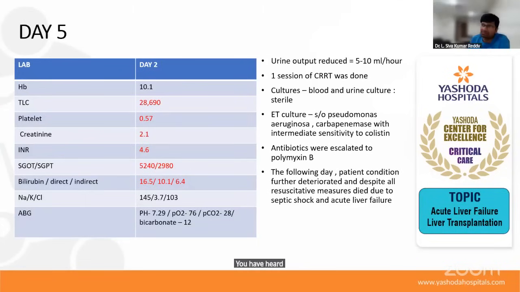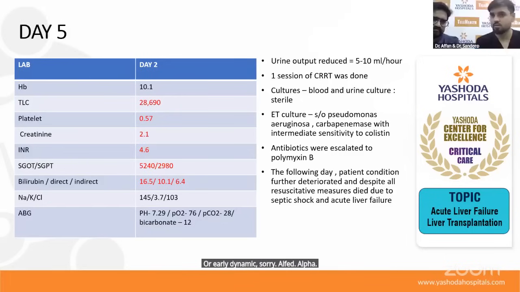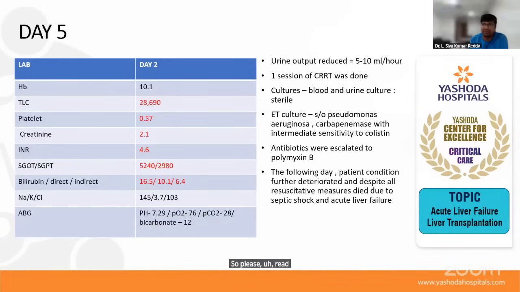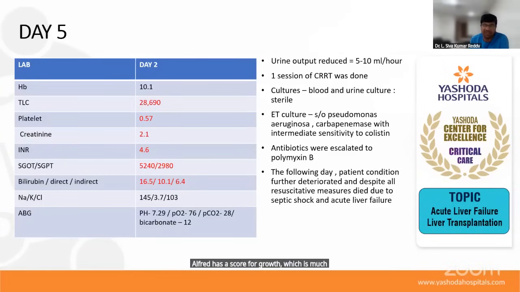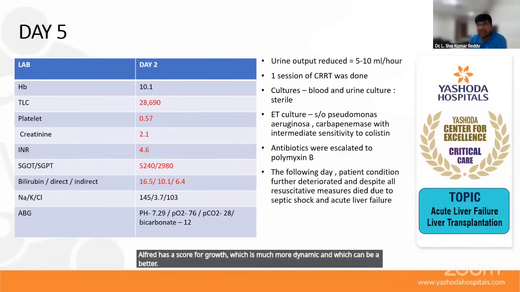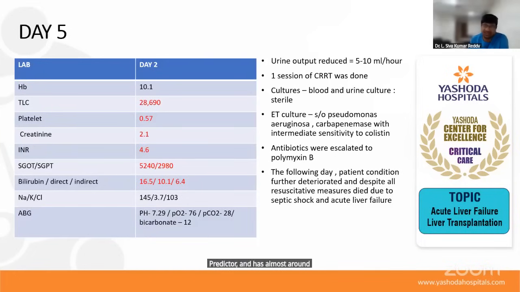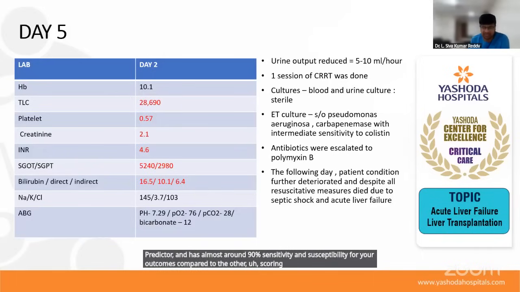You have heard about ALF early detection, or early dynamic, sorry, ALF-ED, ALFED? No, sir. So please read about that. Apparently, there's an Indian Society of Liver which says that you can consider this ALFED as a score which is much more dynamic and can be a better predictor, with around 90% sensitivity and specificity for your outcomes compared to the other dynamic scoring systems.